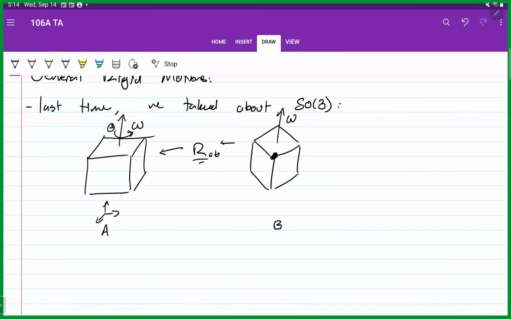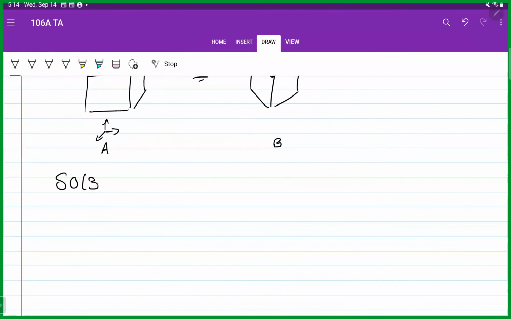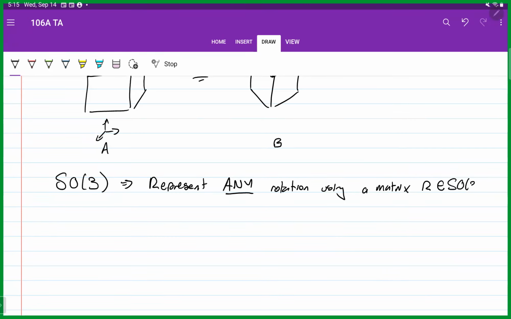So as I was saying, last time we were talking about these rotation matrices in SO3, right? And we came up with this idea that we could represent any rotation out there using this set called SO3. So we represent any rotation using a matrix R in SO3. I use this little E symbol right here for element. That means that it just belongs to this set called SO3.